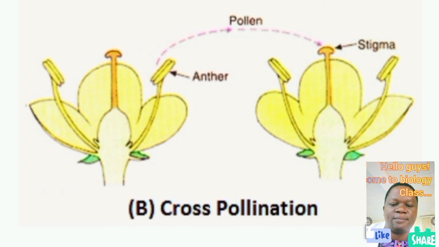The disadvantages of cross-pollination include, number one, a high wastage of pollen grains. While the pollen grains move from one flower to the other, they could be wasted. Apart from that, there is a high chance that good qualities may get eliminated during the process.